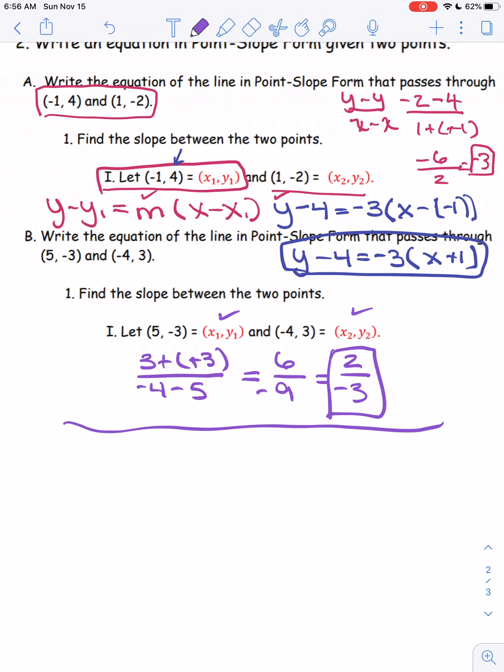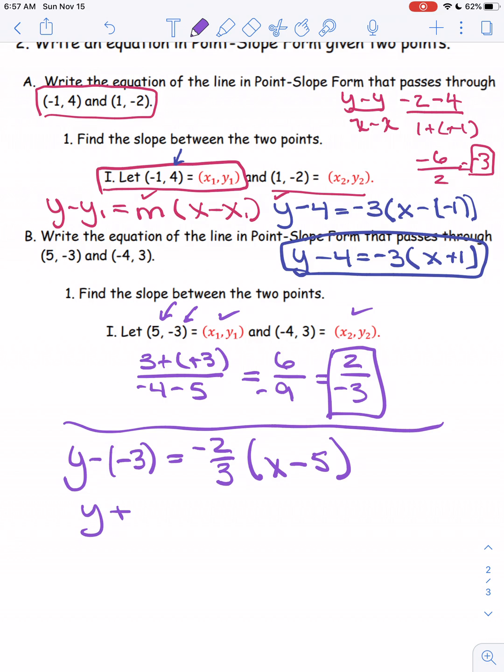Now, they told us to use this point as our first point, our x sub 1, y sub 1, so that's fine. So we're going to say y minus y, which in this case is a -3, equals m, which we calculated to be -2/3, times the quantity x minus, and then our x sub 1, which is 5, they're asking us to use. Let's clean it up a little bit. Let's make that y plus 3 equals -2/3 times the quantity x minus 5. And boom, we're done.